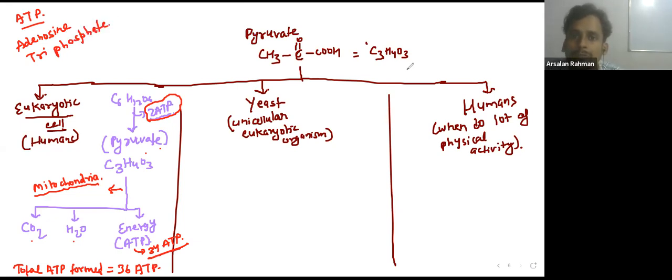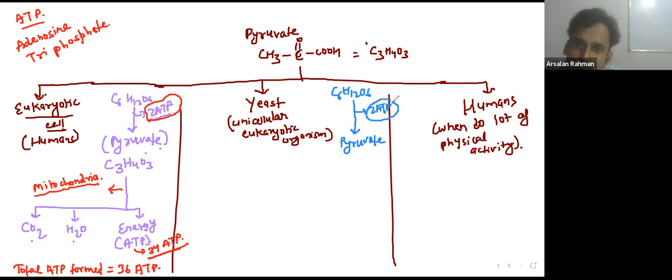What will happen in yeast? The first step is common to all. C6H12O6 will break into what? Pyruvate. And how much energy will it release? It will release 2 ATP. This is the common step, right? This will release 2 ATP.